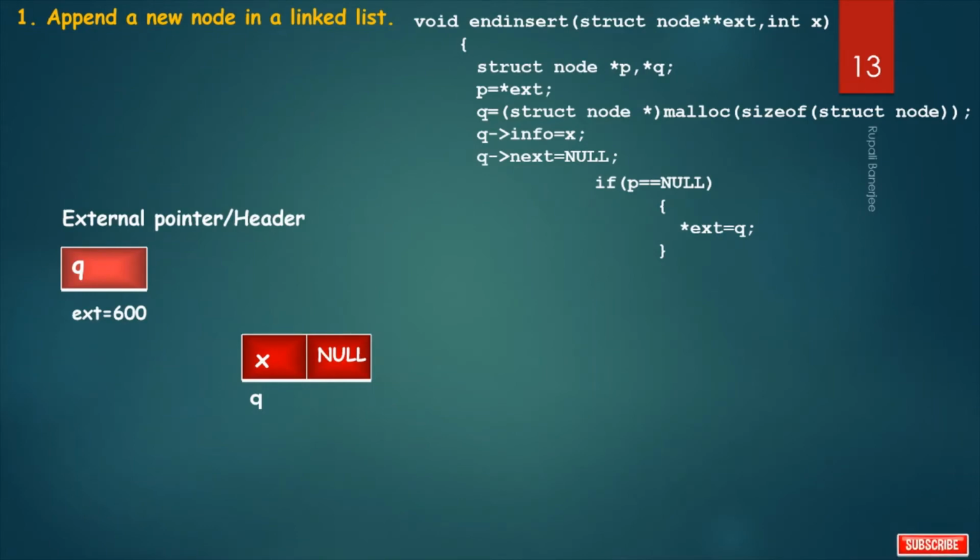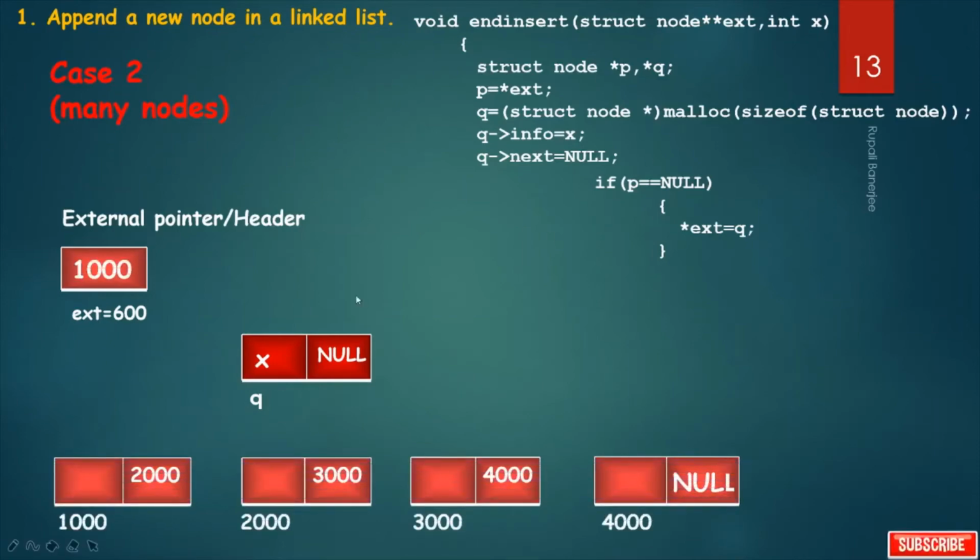Now, case 2. Case 2 is if there are many nodes in the linked list. If this is the diagram of our linked list and the first node address is stored in the external pointer, I want to add our newly created node at the end of the linked list, after the last node. So how can we add? First, we have to traverse the whole linked list till we get the last node. How can we identify the last node? The node whose next is null, that is our last node. So first I have to check, is this node's next null? No.